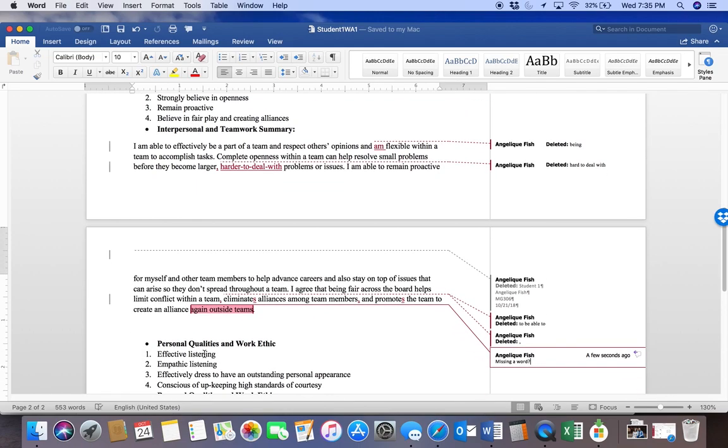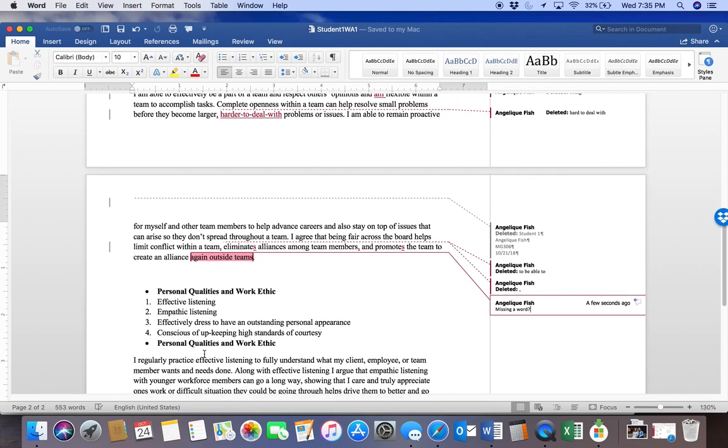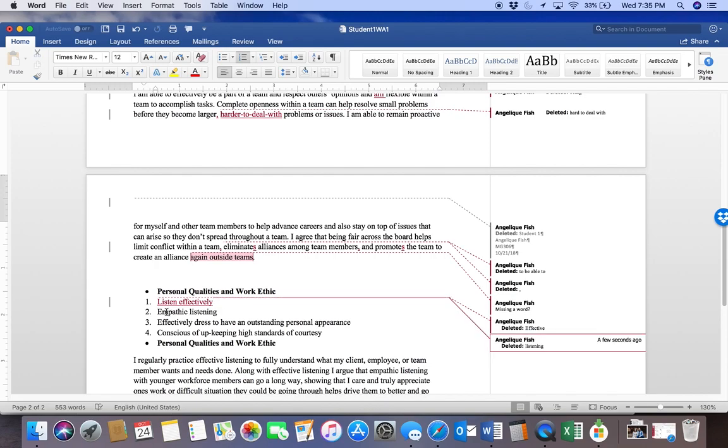Okay. Personal qualities and work ethic: effective listening, empathetic listening, effectively dress. So now we have a verb. And these aren't really attributes. These are just kind of things, right? Effective listening, empathetic listening. I mean, we could change it to listen. Oops. Listen effectively would be a little bit better. Listen. Whoops. Listen empathetically.